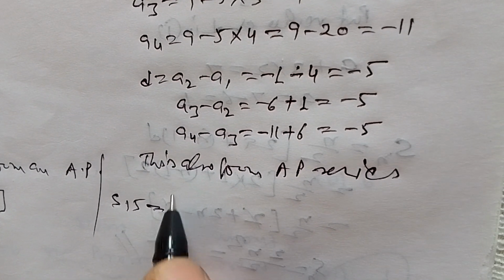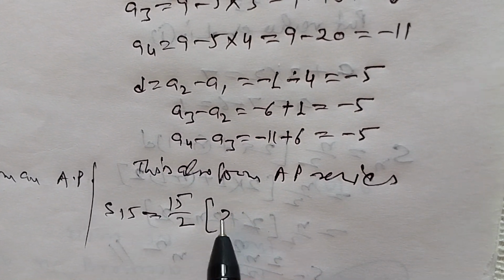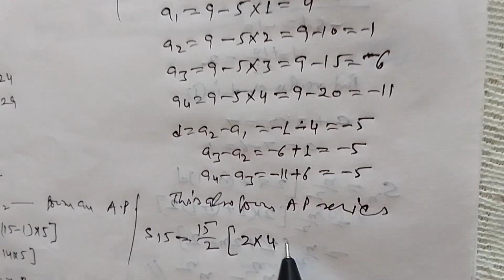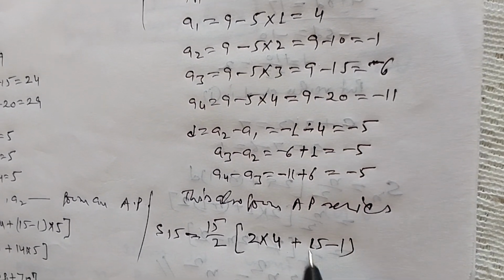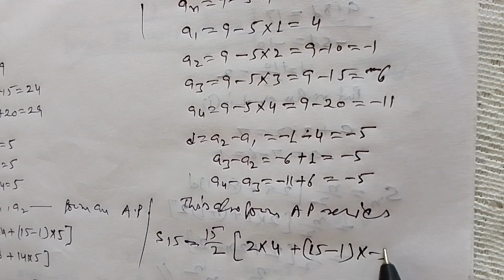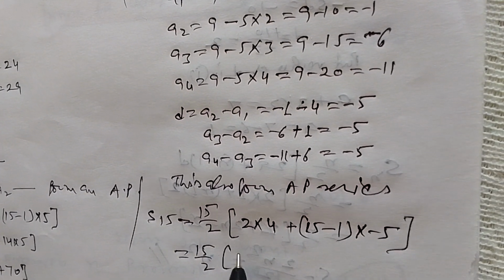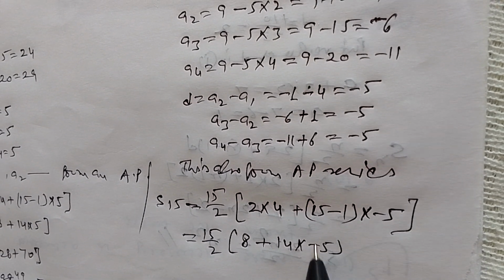So we will now calculate the sum of 15 terms. For this we will use the formula: 15 by 2 multiplied by 2 times the first term, which is 4, plus n minus 1, that is 15 minus 1, multiplied by the common difference minus 5. So it comes out to be 15 by 2, 2 times 4 is 8, plus 14 multiplied by minus 5.